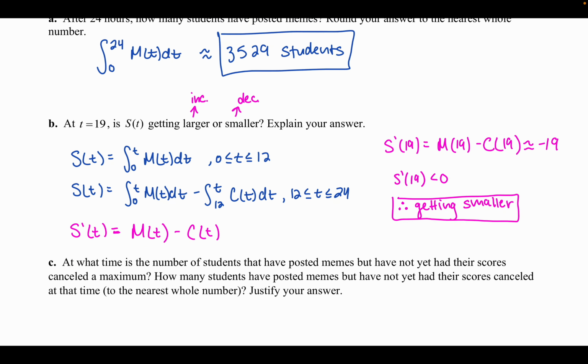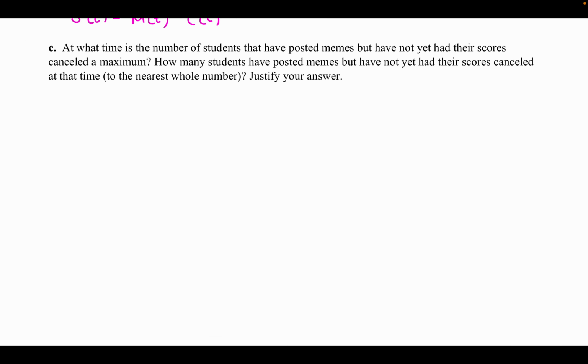Okay. And then the last thing, at what time is the number of students that have posted memes but not yet had their scores canceled at a maximum? So that's saying we want to maximize S of t. How many students have posted memes but have not yet had their scores canceled at that time? Okay, so we want to maximize S of t. We are actually on a closed interval. We're on 0 to 24.